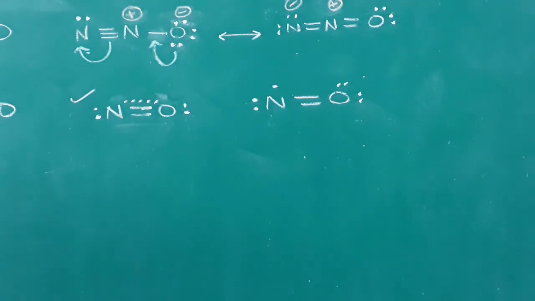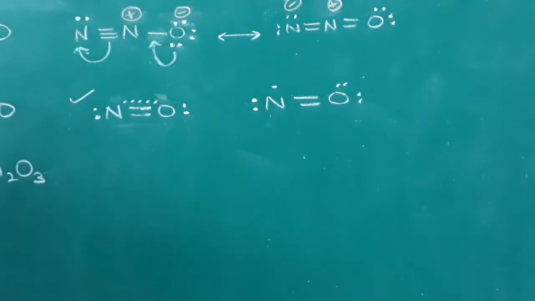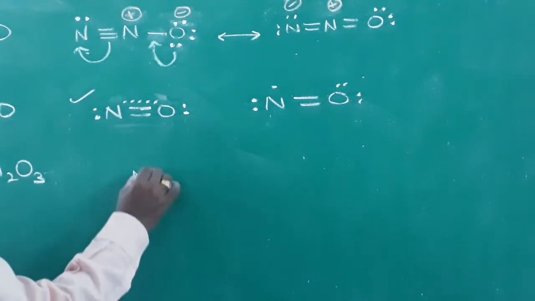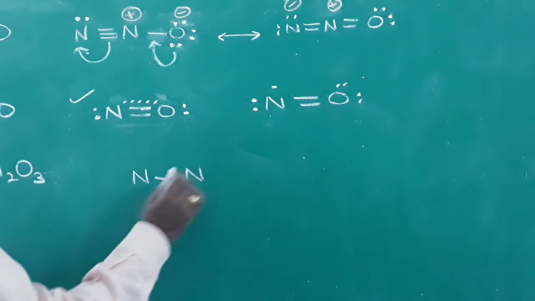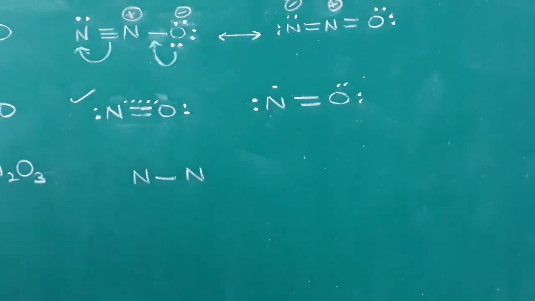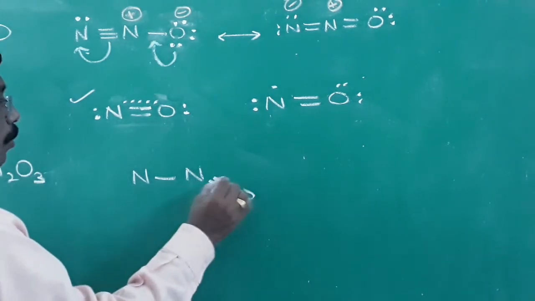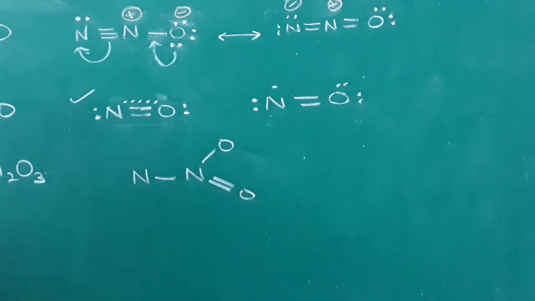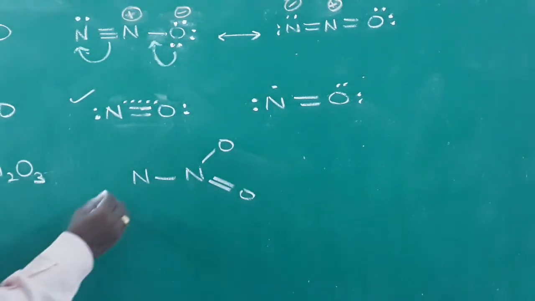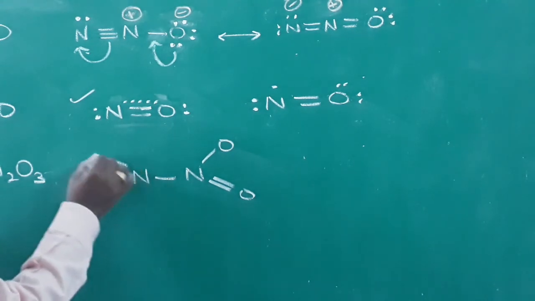Then, N2O3, nitrogen sesquioxide or dinitrogen trioxide. How can the structure be? Let me draw like this. N bond N. Whenever we draw N bond N, let me give you a single bond, N bond N. 3 oxygens, one can be a double bond, one can be a single bond. One can be a double bond, another one can be a single bond. If only one bond, it can be a double bond.